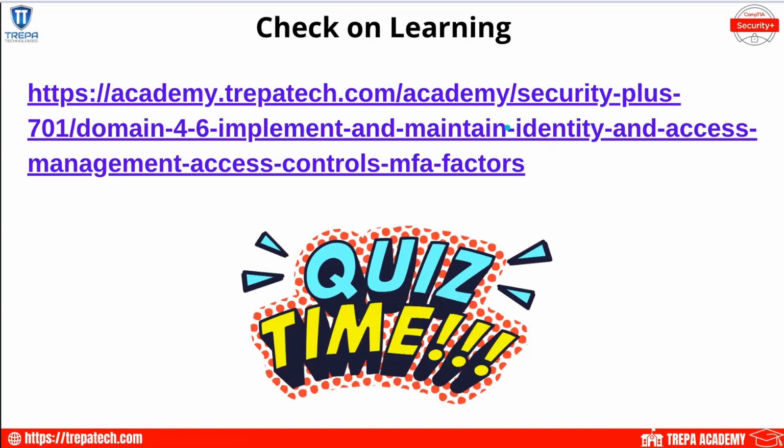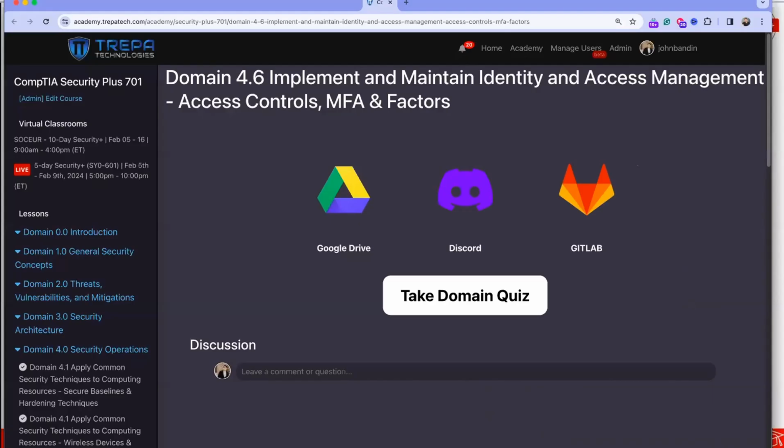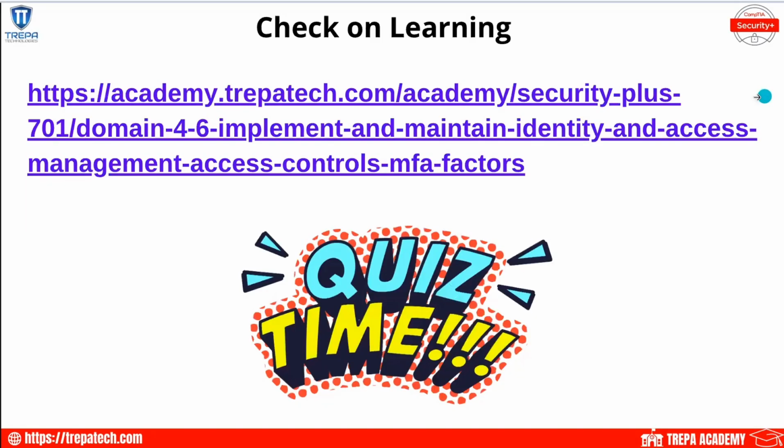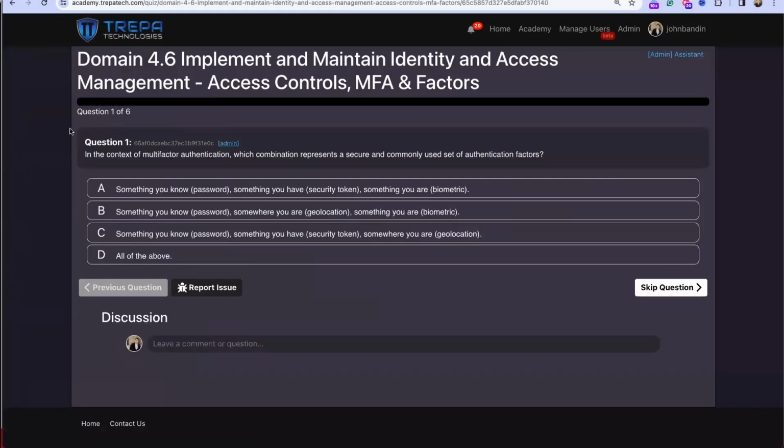All right. Now let's do our next domain 4.6 quiz. Let's do our check on learning. Question 1. In the context of multi-factor authentication, which combination represents a secure and commonly used set of authentication factors? It's a good question because as long as you have 2 or more factors, that's secure, right? That's good security. All of these are doing 2 out of the 3 or all 3, so that's going to be all of the above.